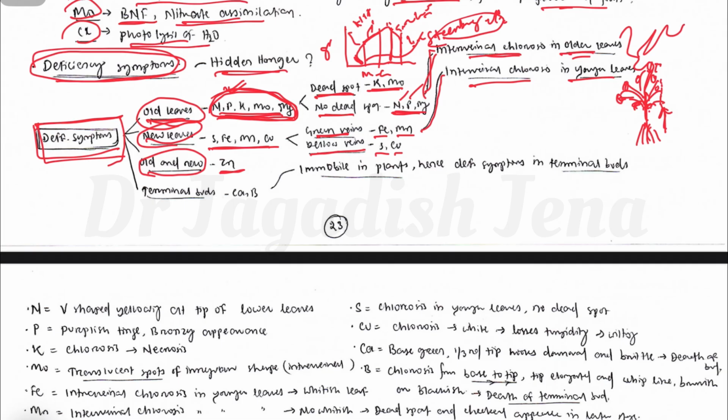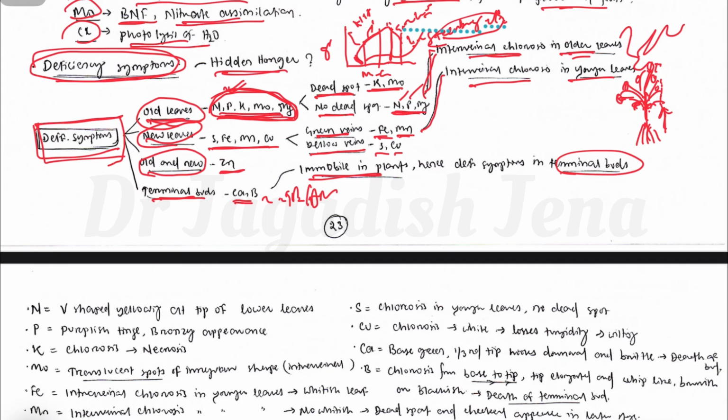And the immobile nutrients, they are calcium and boron, whose deficiency is mainly confined to the terminal bud or apical meristem. So these are immobile in the plant, hence the deficiency symptom is in the terminal bud. Okay. So if you want the peculiar symptom, suppose here we talk about green vein in the case of iron and manganese, and between iron and manganese what type of symptom happens, there are other lectures available on our channel, you can watch them.